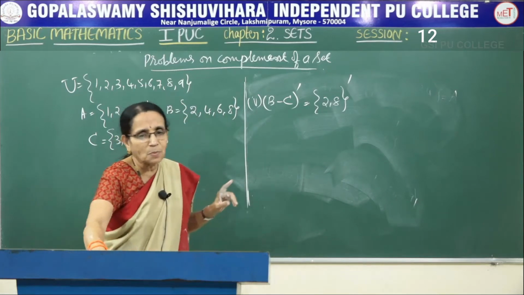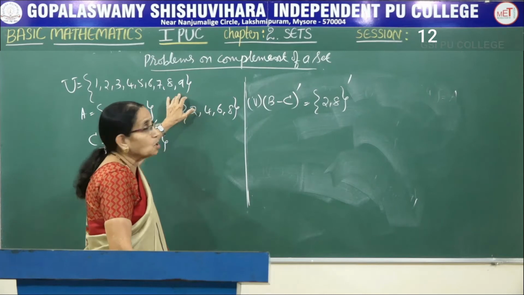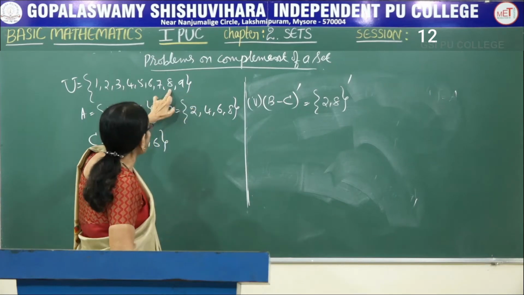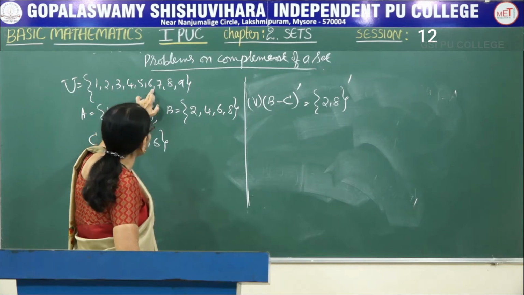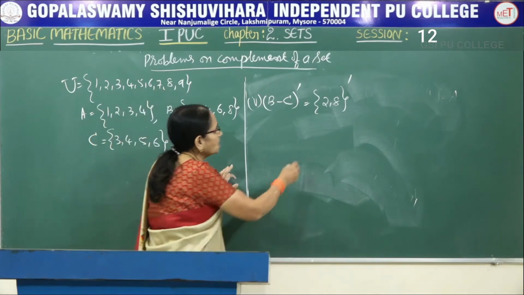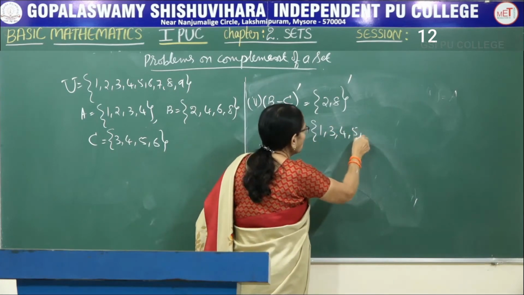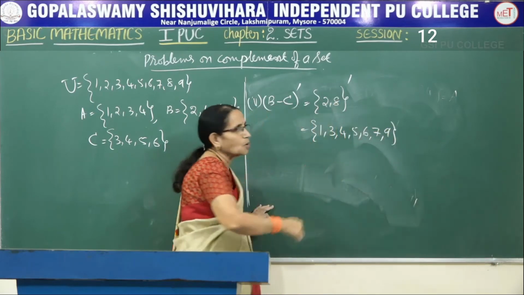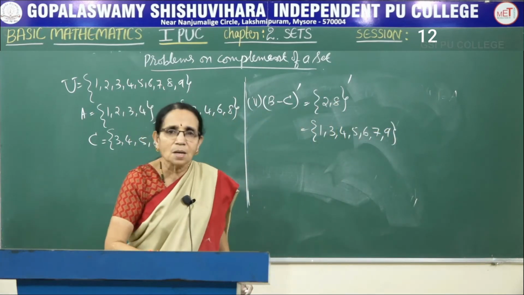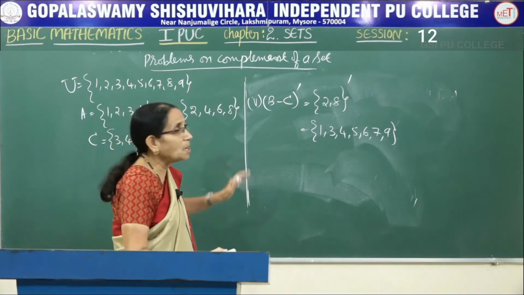So first I write B minus C, take the complement. So go to the original set, the universal. Omitting 2 and 8, what are all the remaining elements? 1, 3, 4, 5, 6, 7 and 9. Write that one. It is 1, 3, 4, 5, 6, 7 and 9. So leaving these two elements, now we have to write the remaining elements. So that is called the complement of B minus C.